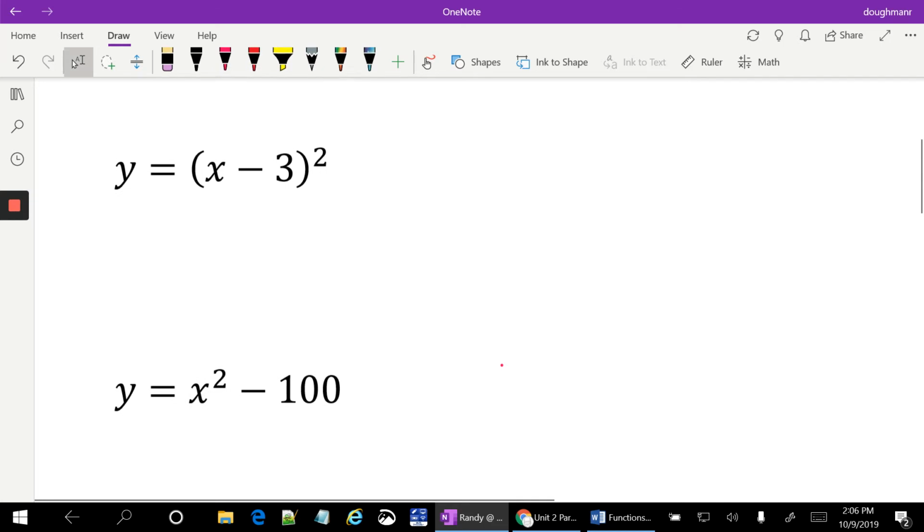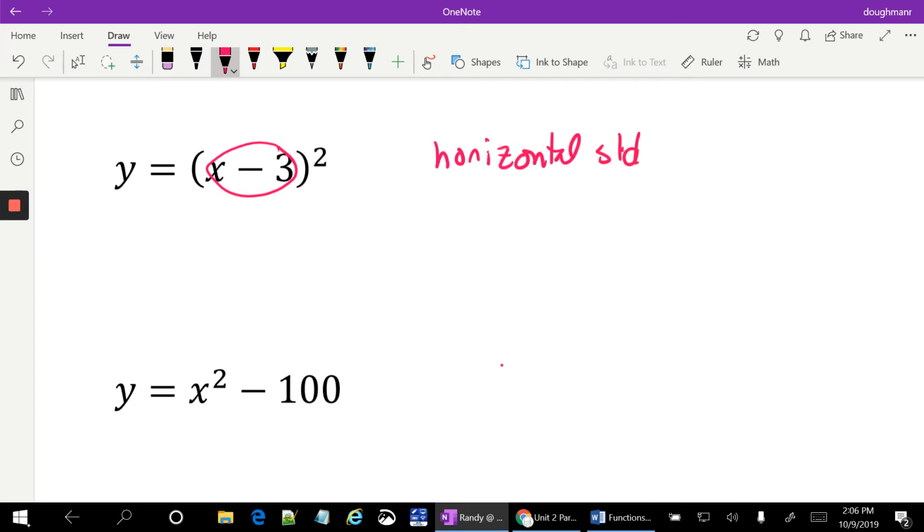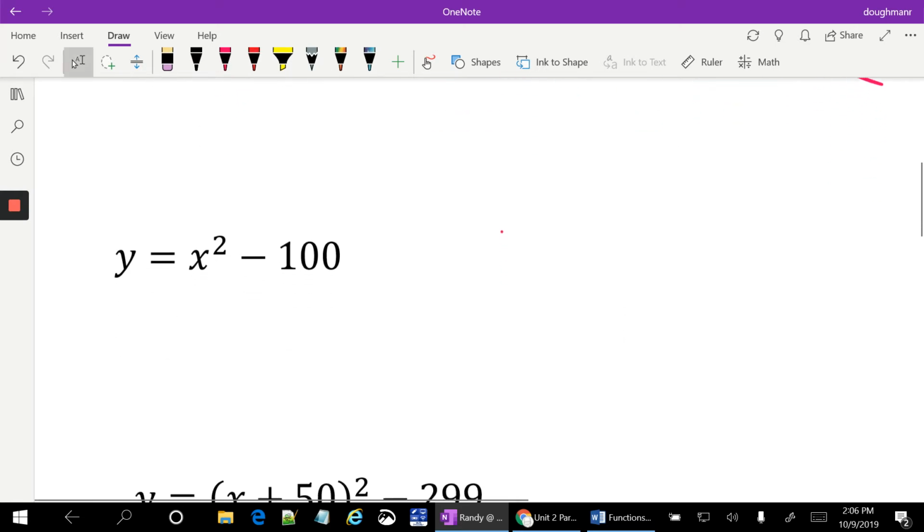Okay, the next one, y equals x minus 3 squared. So it looks like we're subtracting from the input, and the input means it's a horizontal slide. So this is a horizontal slide. And we found that when I subtract 3, it actually moves to the right. Okay, graph it to verify.